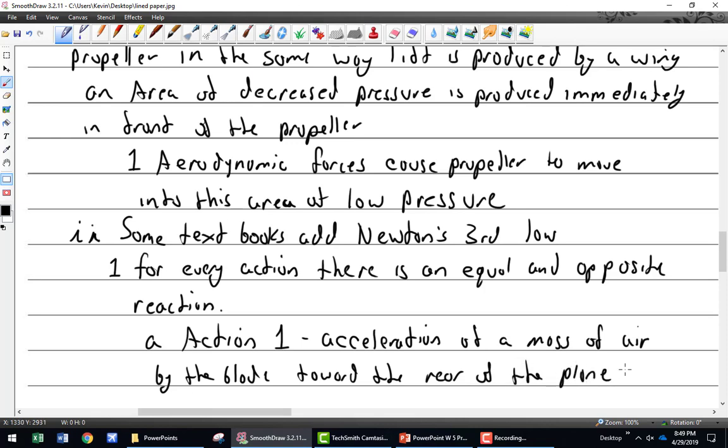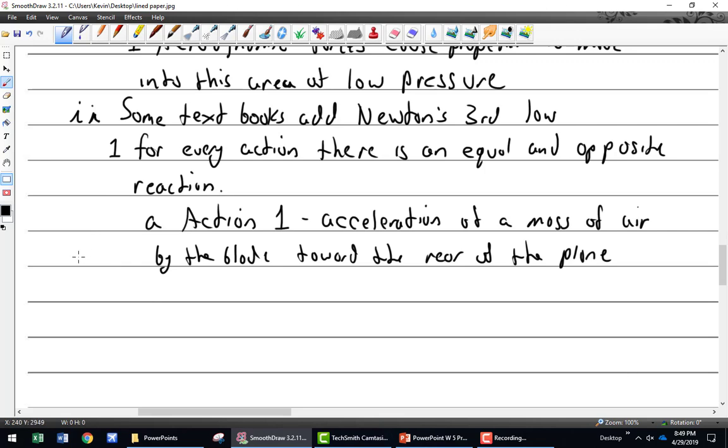So if we move this mass of air, accelerate it towards the rear of the plane, and that's my action 1, then I must have action 2, or the reaction.